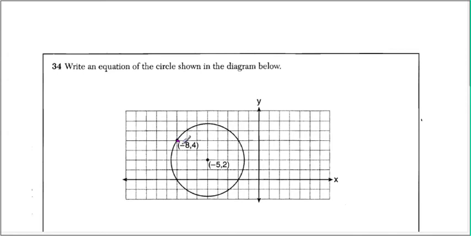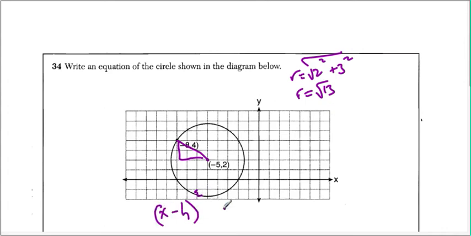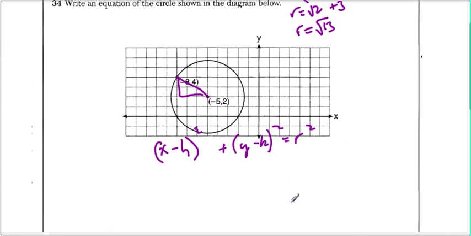Alright, circle. Here's our radius. Drop the altitude. Let's make a right triangle. We know r is equal to the square root of 2 squared plus 3 squared. So that's going to give us 4 plus 9, square root of 13 is the radius. So you have x minus h squared plus y minus k squared equals r squared. So that's going to give you x plus 5 squared plus y minus 2 squared equals 13.